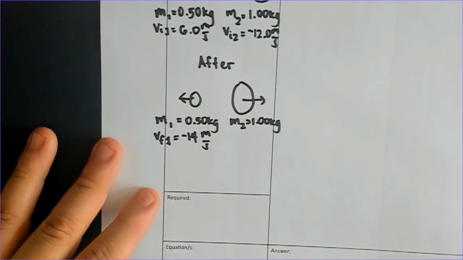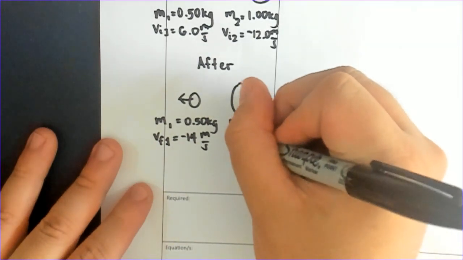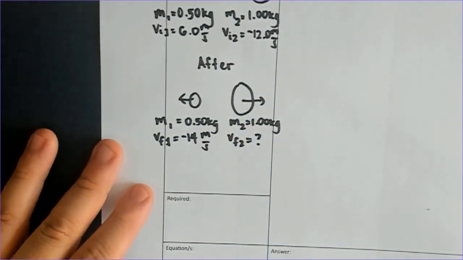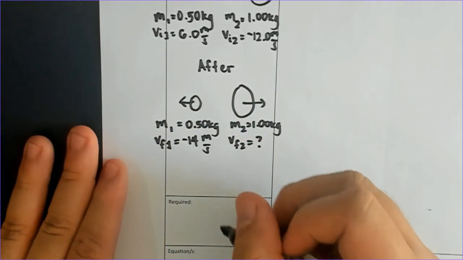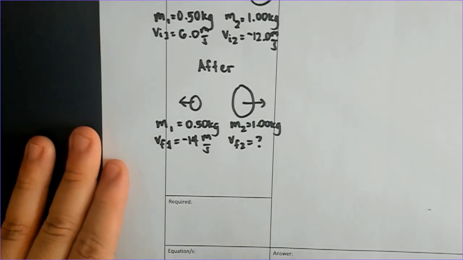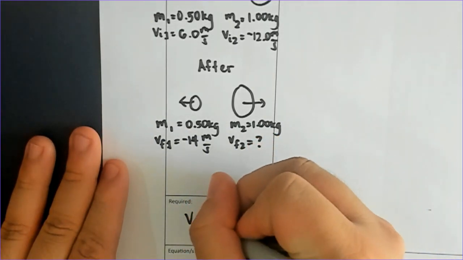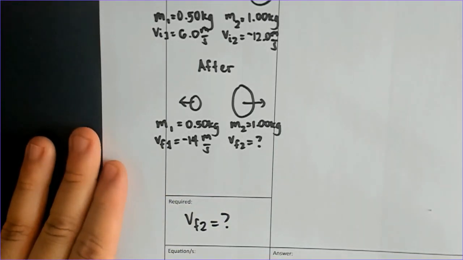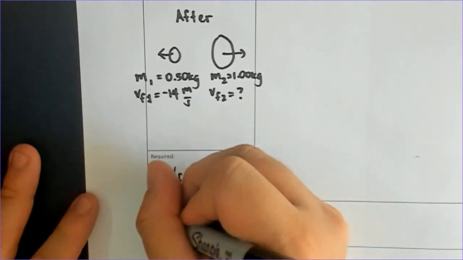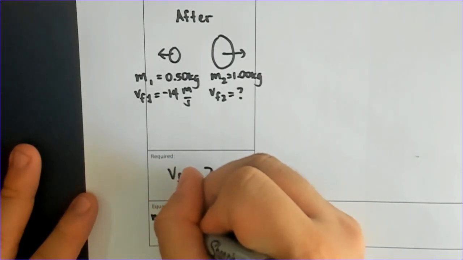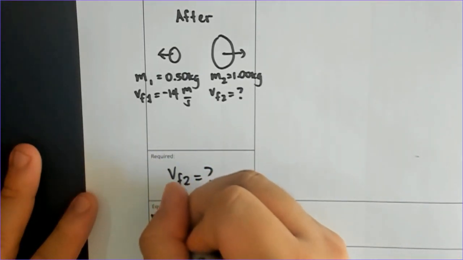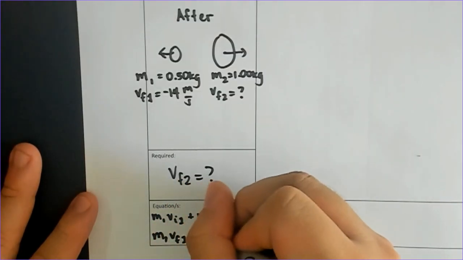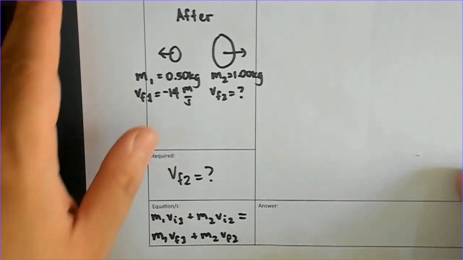With that in mind, you now need to find vf2, which you don't know. So our unknown value would be vf2. It's the only one we don't have. For our equation, let's just refer to the one that we used at the top: m1 vi1 plus m2 vi2 is equal to m1 vf1 plus m2 vf2. So that's our main equation.